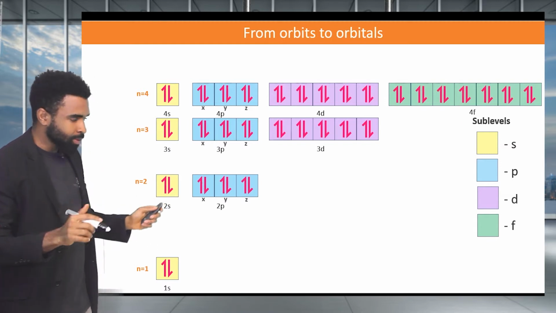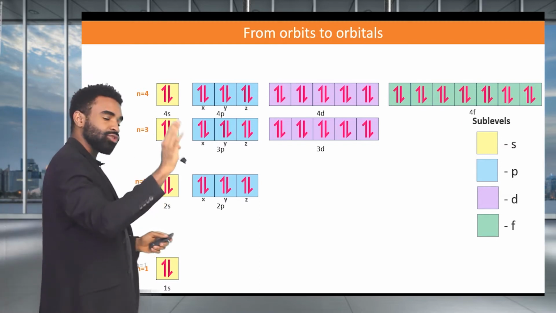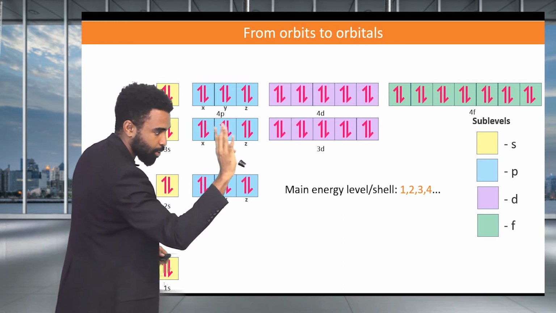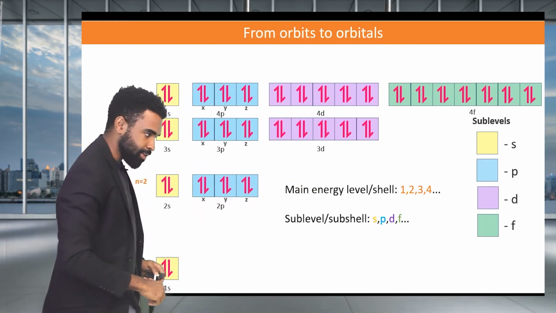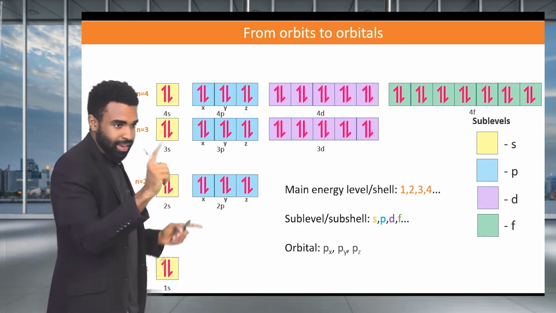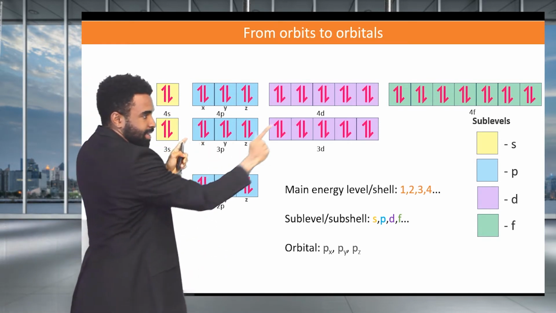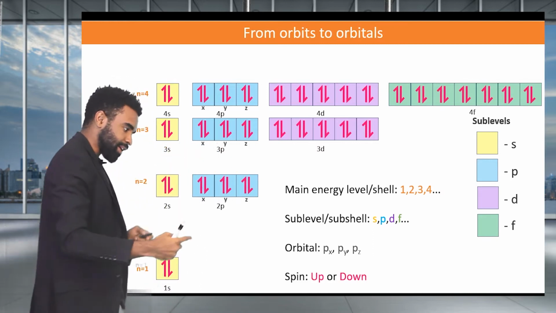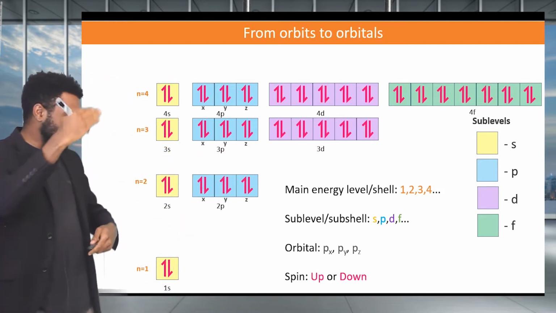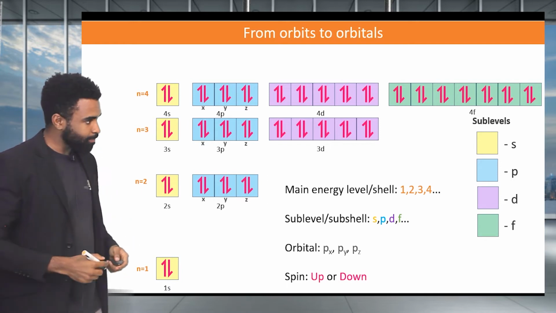So we said that an electron's address can be described in terms of 4 things: the main energy level or shell, the sublevel s, p, d, f, and the orbital. The orbitals have special names for p, d, and f, but you only have to know the ones for p, so x, y, and z. And finally, in terms of the spin, that is the up and the down spin.